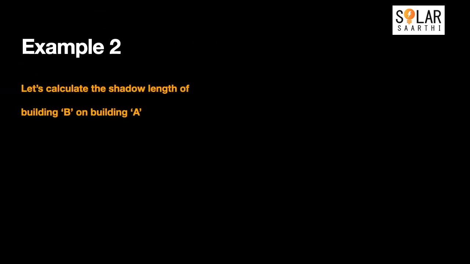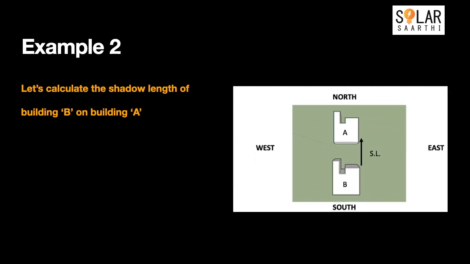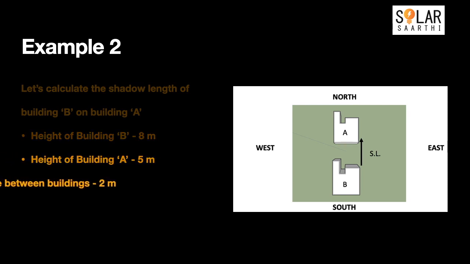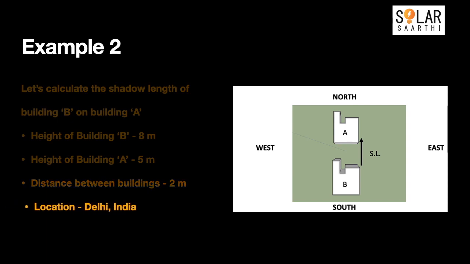Now let's move to a second example. Let's calculate the shadow length of building B on building A. Now in this case, the building B is situated on the southern side of the building A, where we are proposing a solar PV rooftop project. So again, the height of building B is 8 meters, the height of building A is 5 meters, the distance between both the buildings is 2 meters, and the location is Delhi, India.